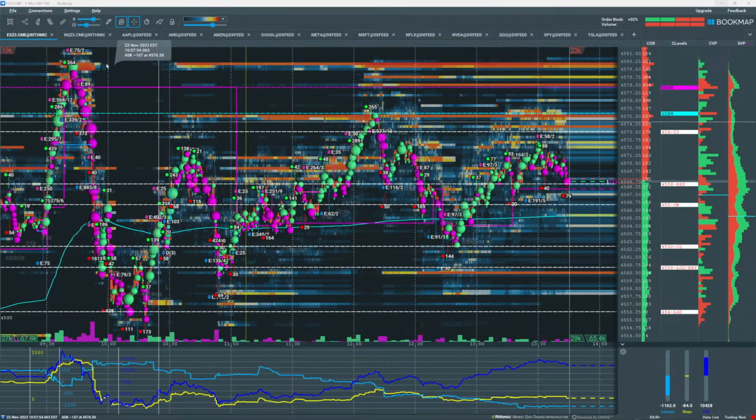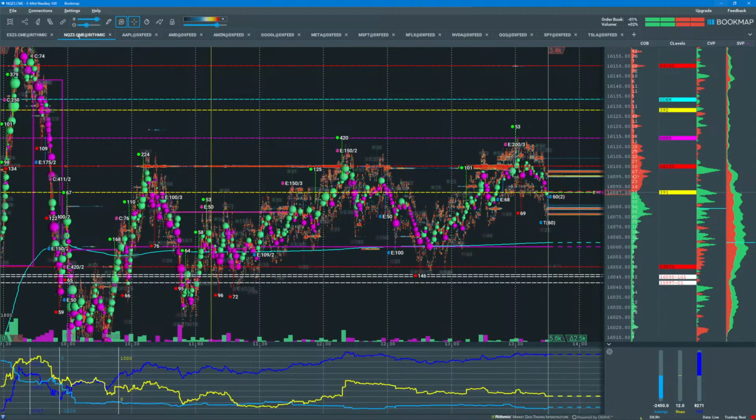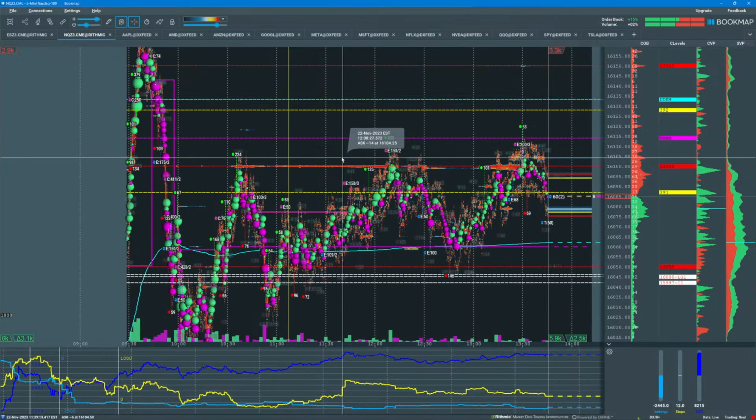All right, let's take a look at NASDAQ now. And by the way, for those of you who may not be familiar, this is Bookmap.